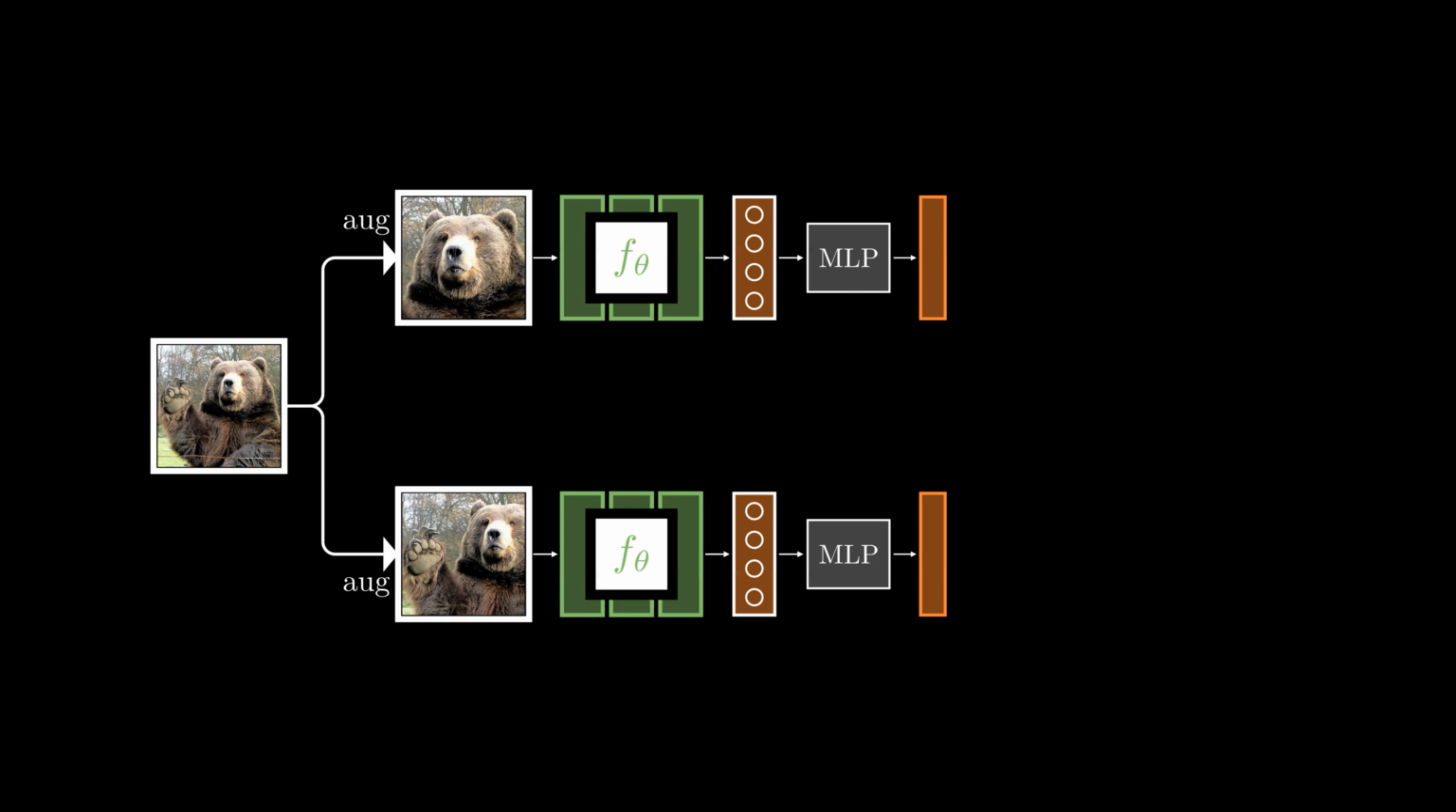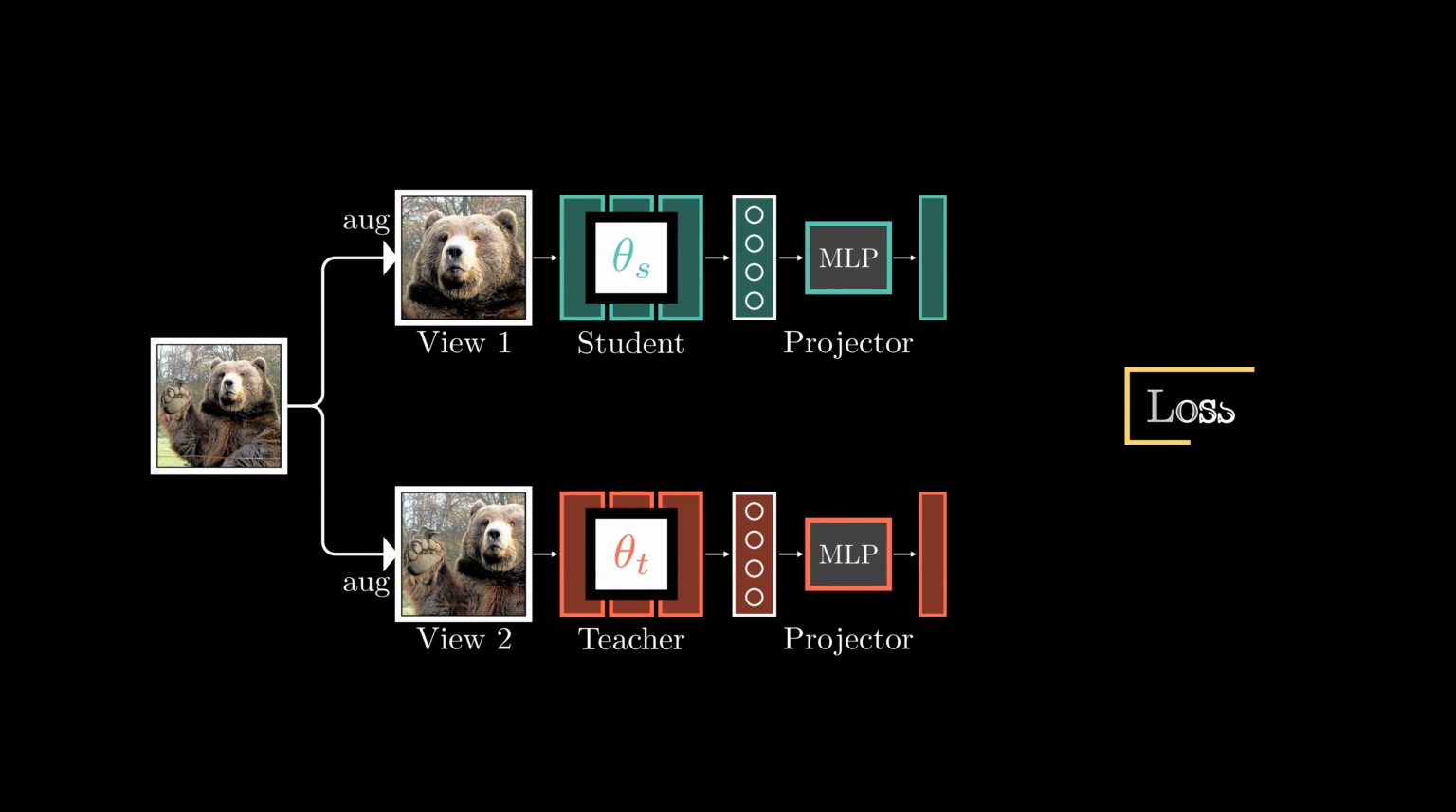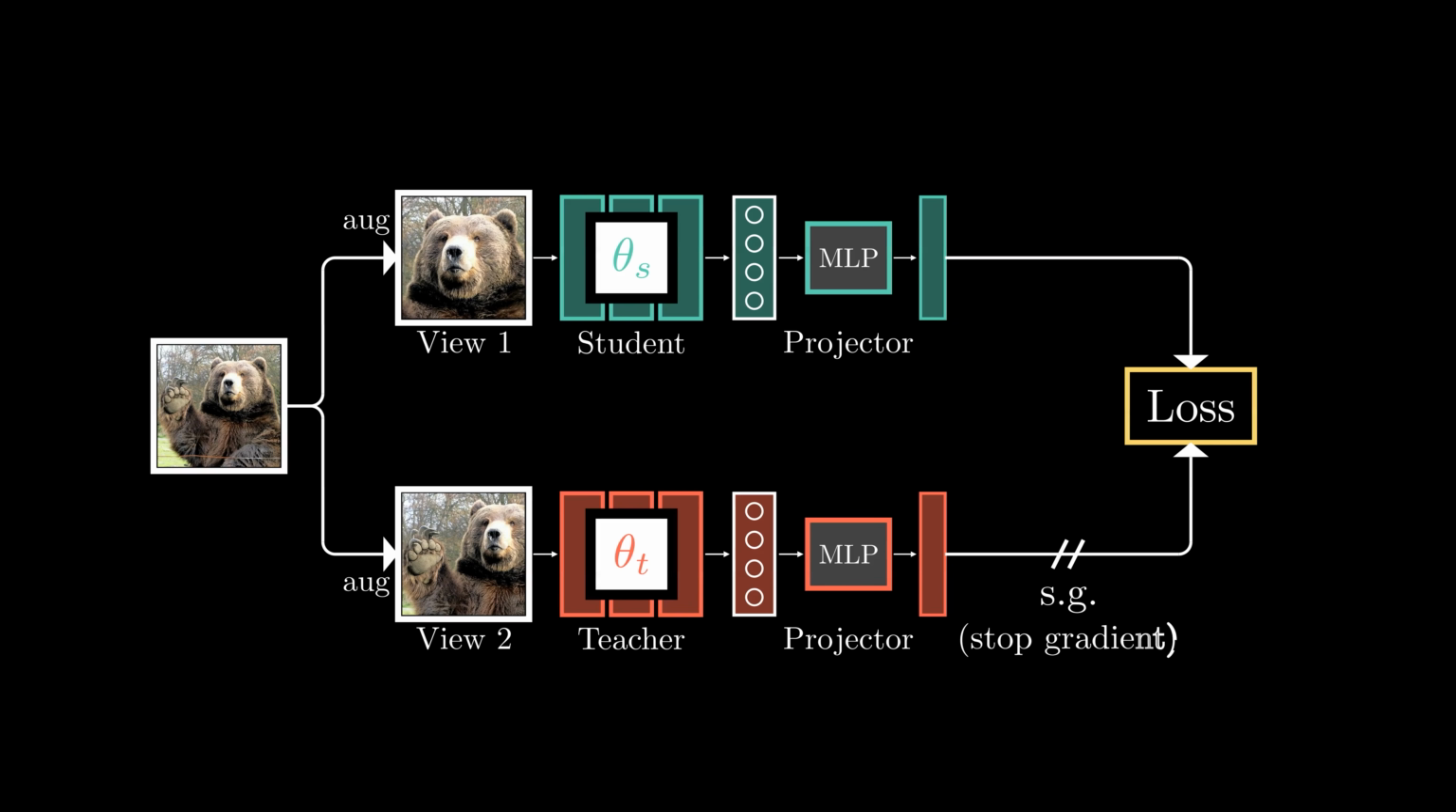Given an input image, we create two augmented views, such as different crops. We call the two encoders the student and the teacher. Each has its own parameters. The student is the network being trained with gradient descent. The teacher provides the target that the student tries to match. We simply have the student predict the teacher's representation of a different view. So how do we prevent this from collapsing to a constant?